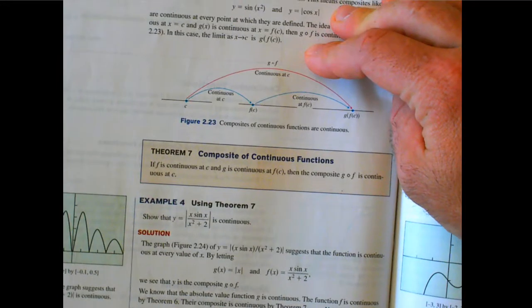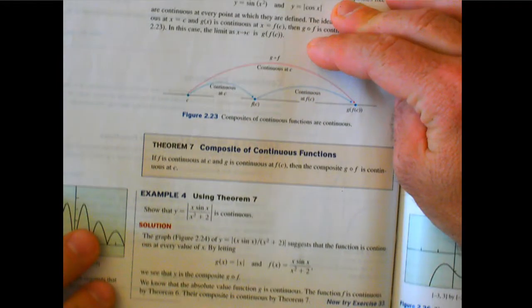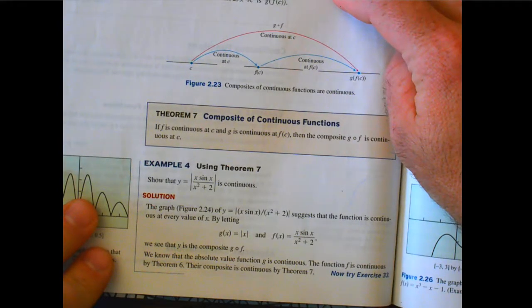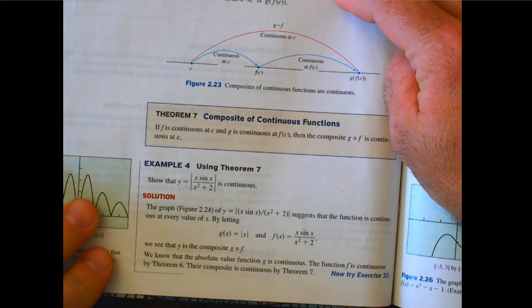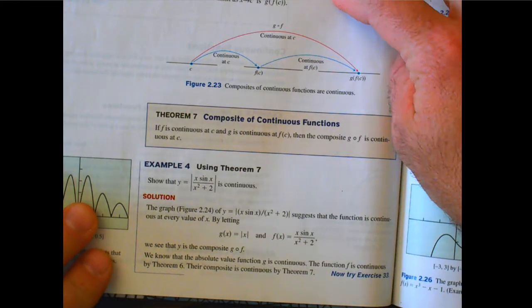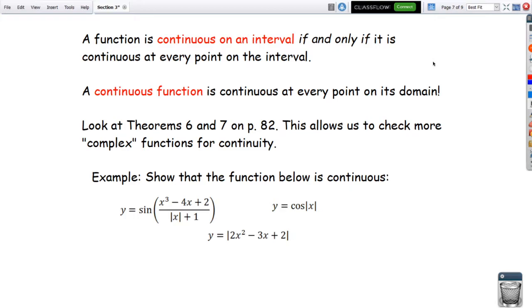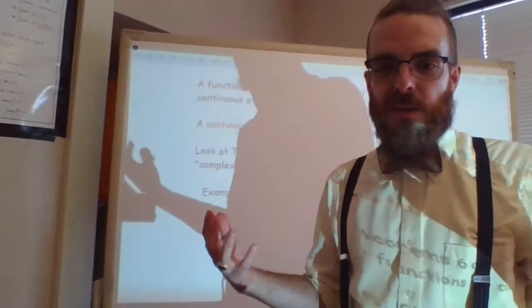And compositions of functions: a composition of functions is continuous as long as f is continuous at c and g is continuous at c. All right? Those are the two theorems. And I know that kind of stinks because you're like, but we don't know what functions are continuous. Well, actually we do. We know certain functions are continuous.